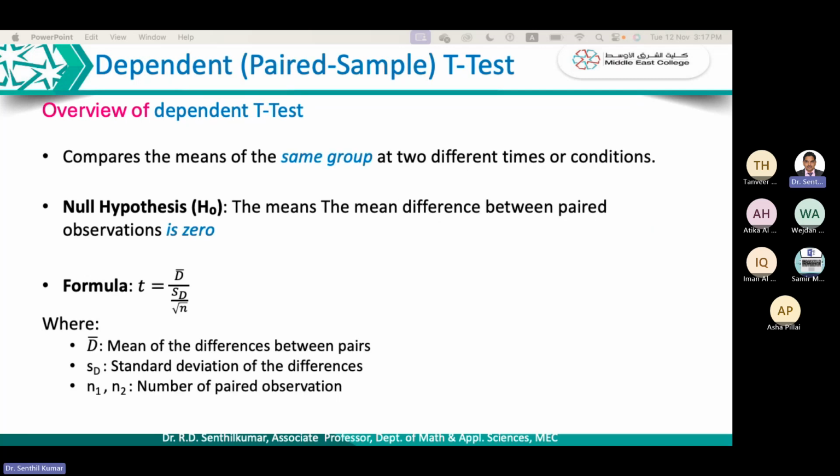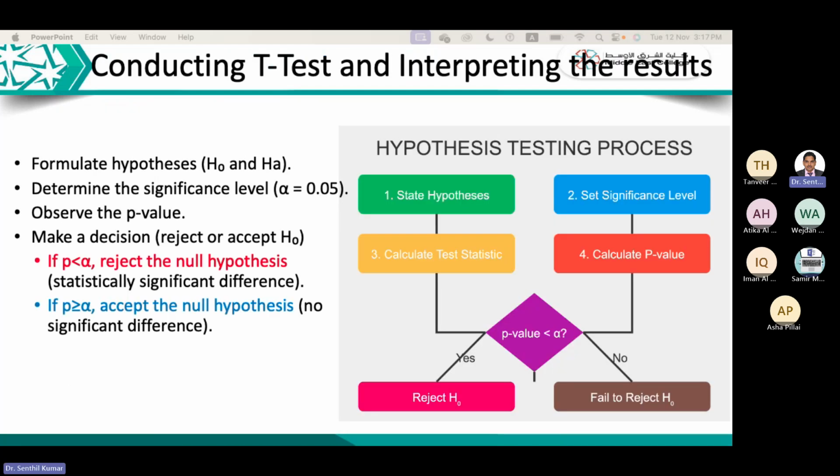And this is for the paired sample t-test. Okay. Now we come to conducting the t-test, the procedure to conduct the t-test and interpret the results. So first, we need to write the hypothesis. I will come to the next slide. What is that hypothesis? How do we write it?